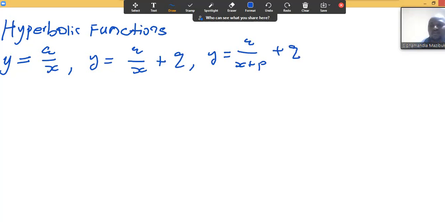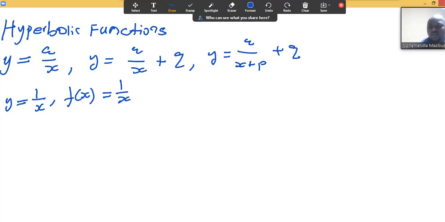Suppose our a is 1 and we have something like y is equal to 1 over x, and we want to look at this graph here. You remember I told you that f of x is the same as y, so this is the same thing as to say f of x is equal to 1 all over x. So let's look at our table as usual.